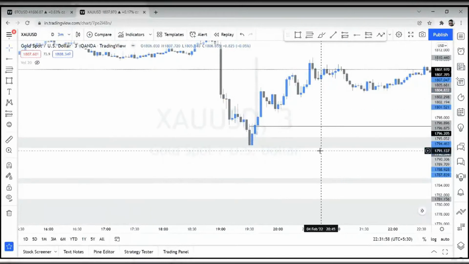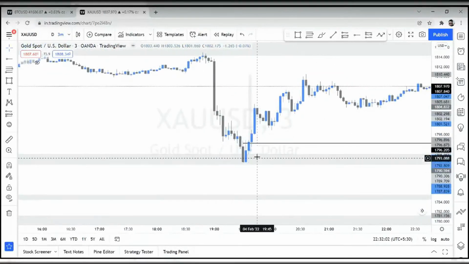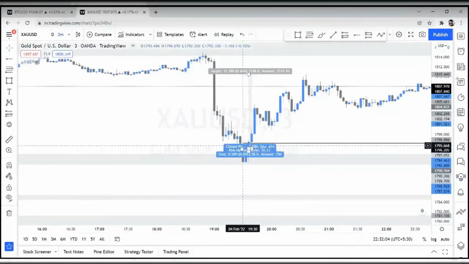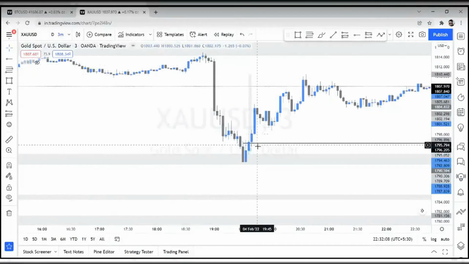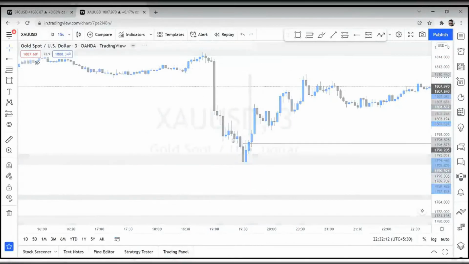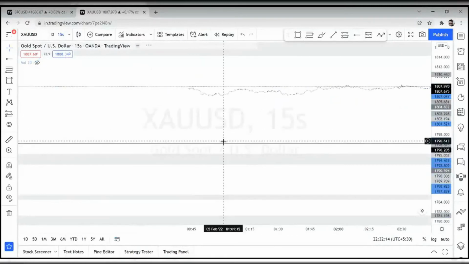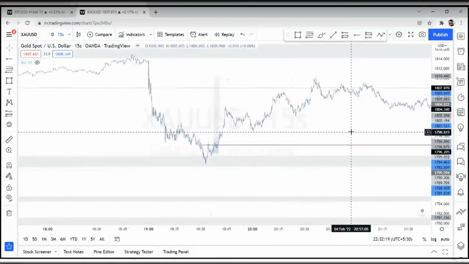And once you have this zone, are you going to buy here? No. We're going to look for confirmation. Are we going to get that confirmation in 3 minutes? Do we have a wipe off? No. So that's where we move to lower time frame, and then we look for that confirmation. Let me just give you a rough idea right here.